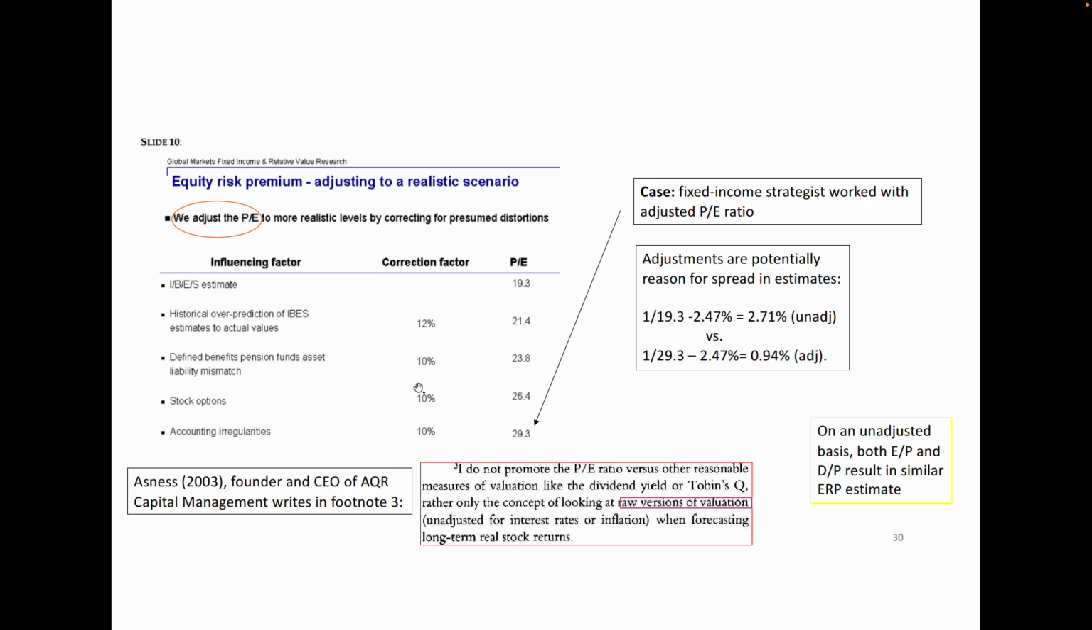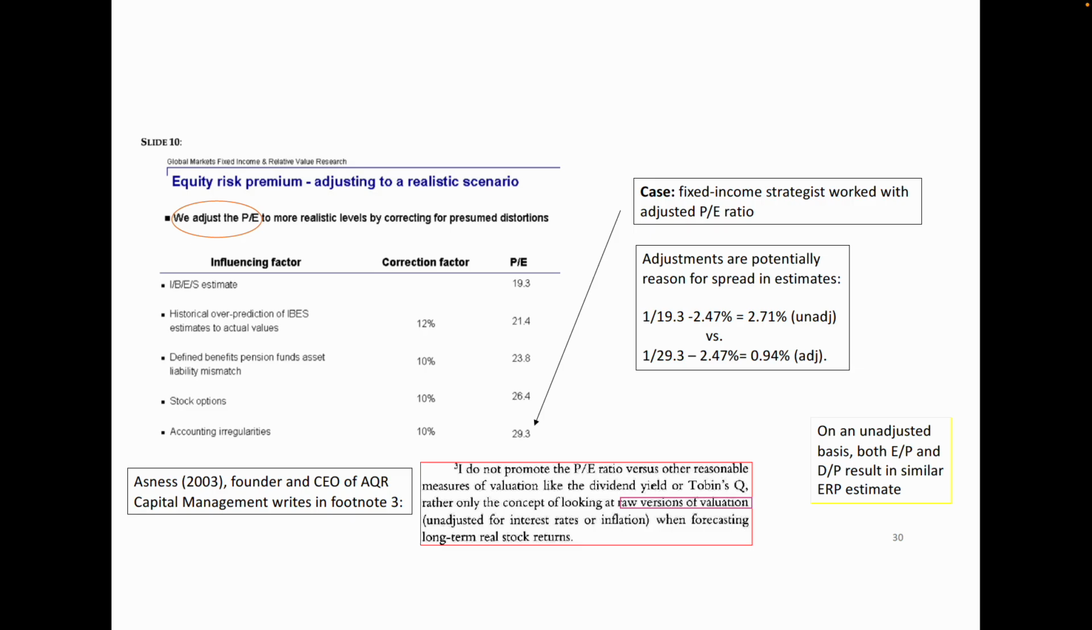And when you read through the case, it's well written, the argumentation of why they make all of these adjustments. And I don't want to talk pro or contra these adjustments. Right? But what I do is I give you a footnote. So again, you see the academic. We are going through footnotes. I found a footnote in the same paper I presented before with the earnings yield prediction, from Cliff Asness. And he says, I do not promote the PE ratio versus other reasonable measures like the dividend yield.